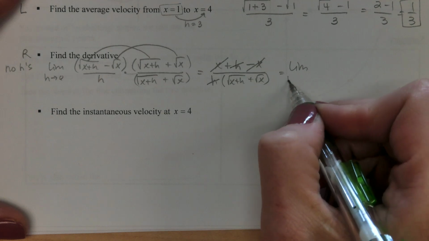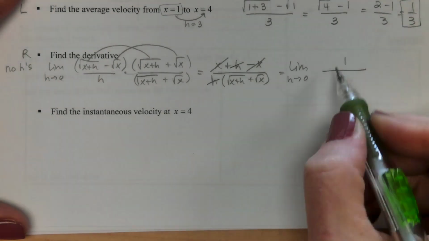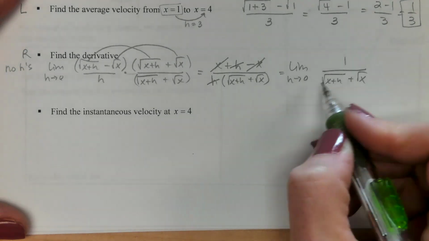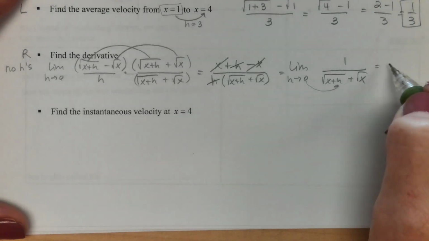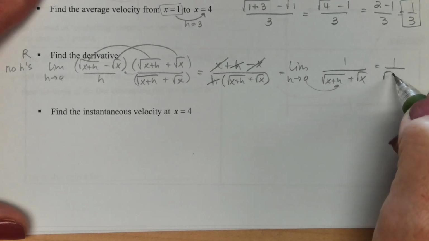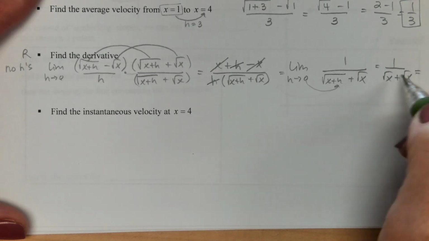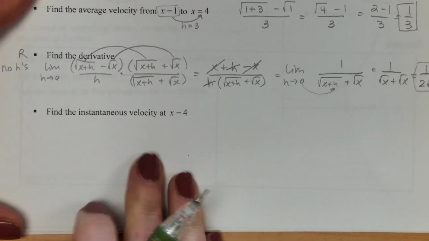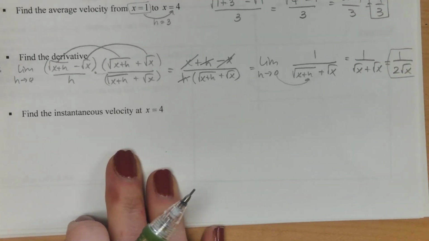So I'm left with the limit as h approaches 0 of 1 over square root of x plus h plus square root of x. So now if I plug my 0 in there, I've got 1 over square root of x plus square root of x, which is totally fine. You can also write 2 root of x. That would kind of simplify things a little bit for us.